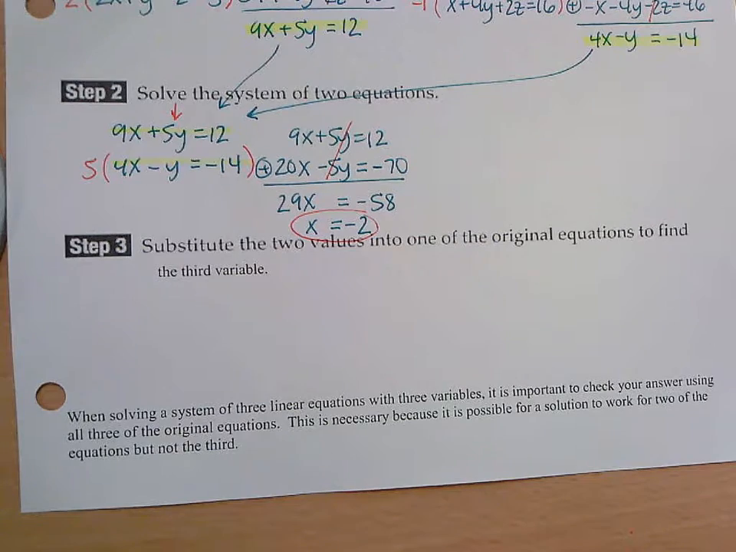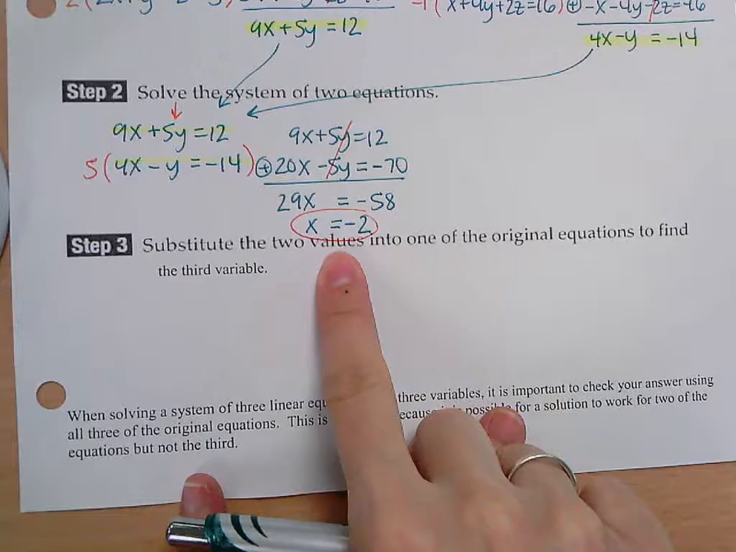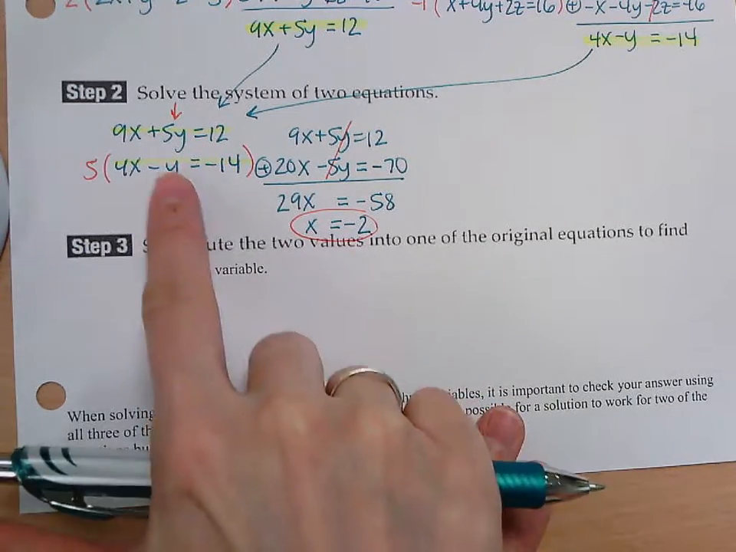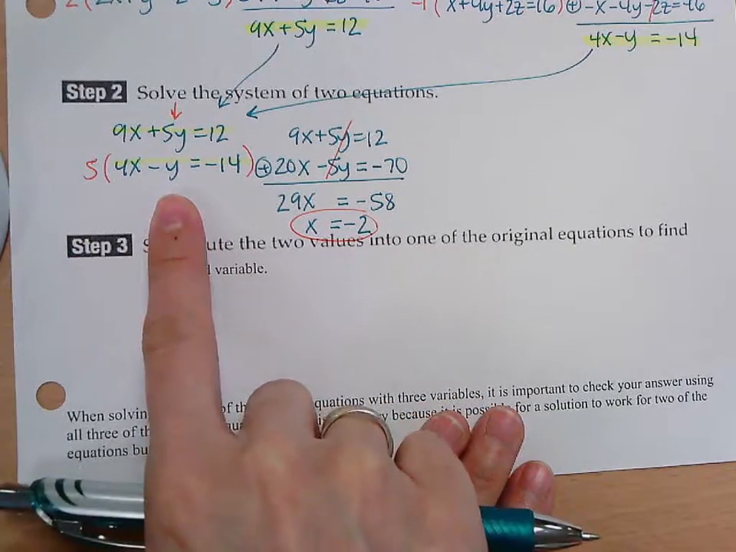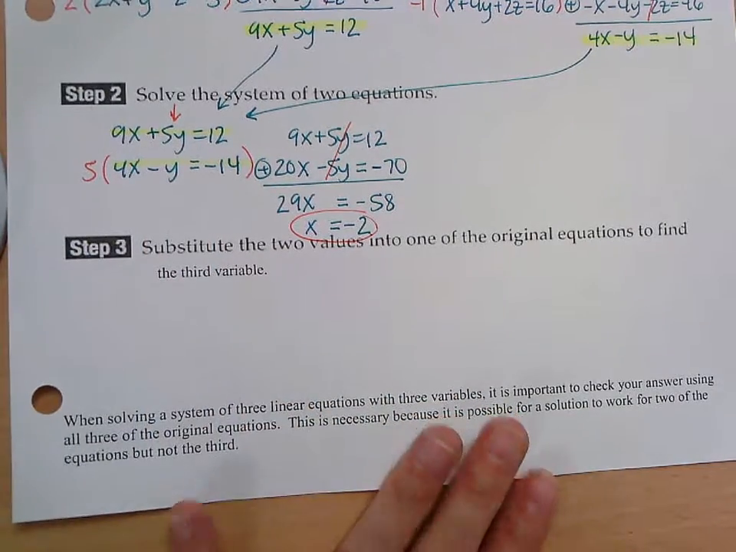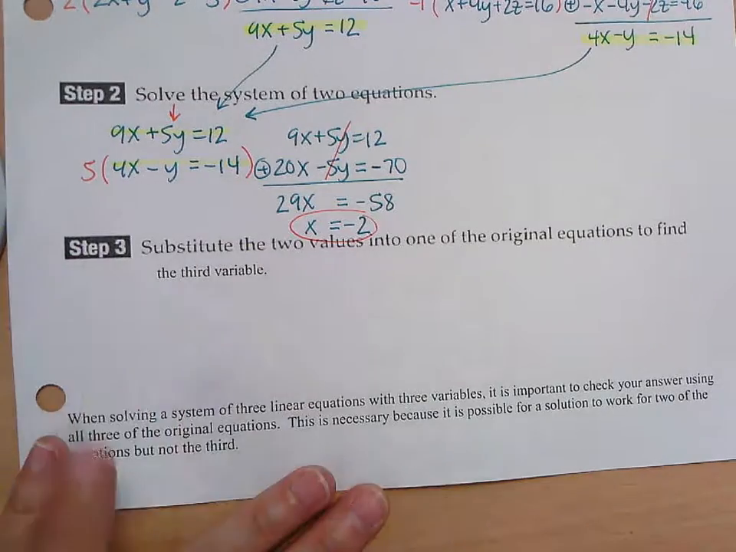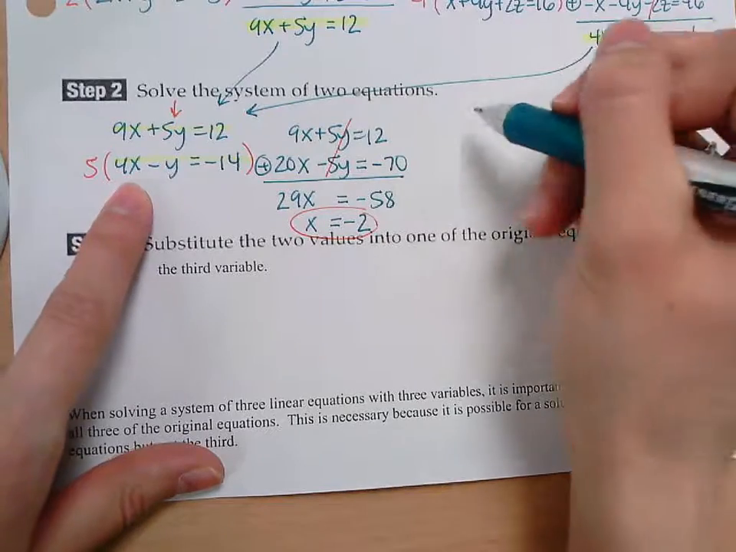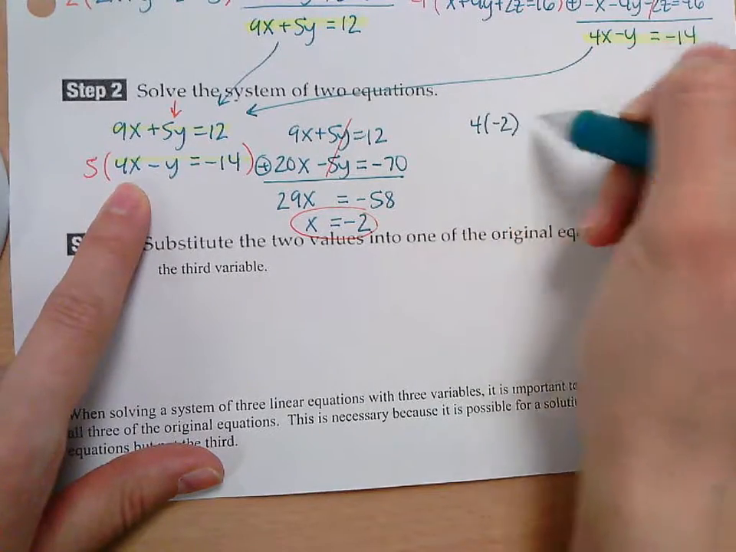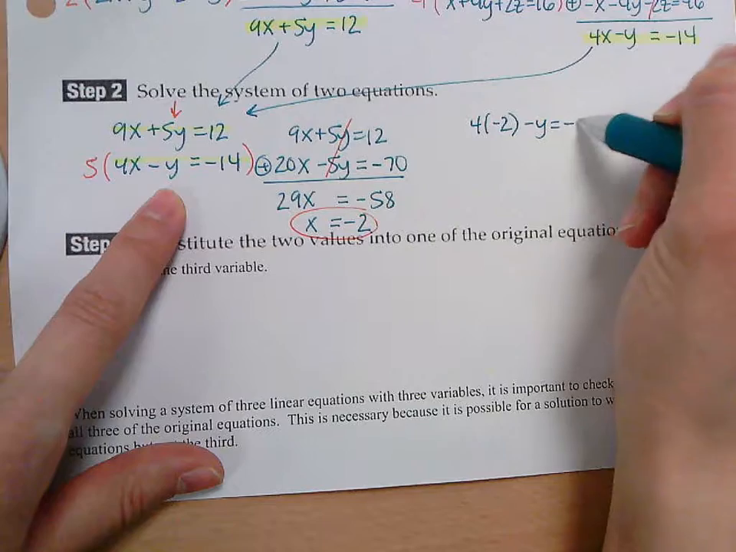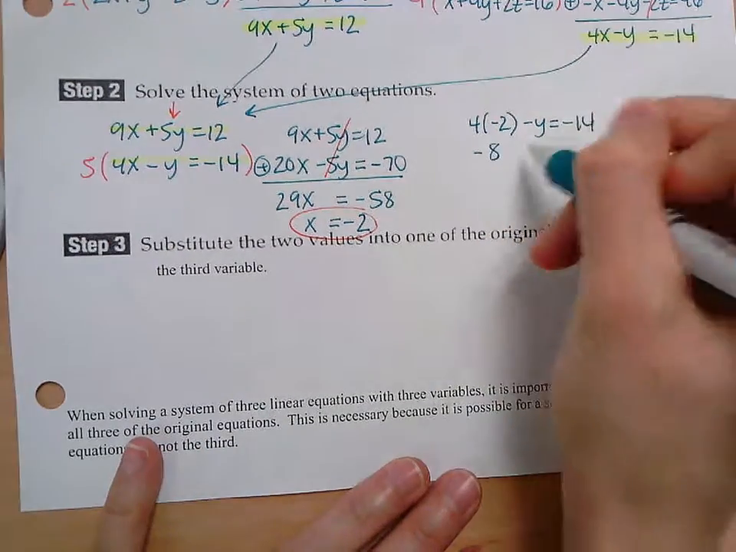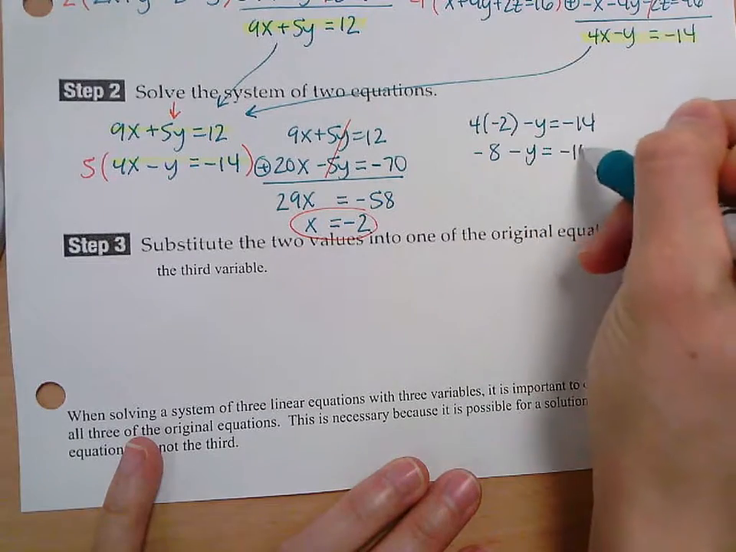I have 3 variables to find. I know one of them. And now I'm still not done in step 2, because if I know x, now I can go back to either of these 2 equations to find y. I'm going to use, I'll use the second original equation. So if I put negative 2 in for x, I'd have 4 times negative 2 minus y equals negative 14. So negative 8 minus y equals negative 14.